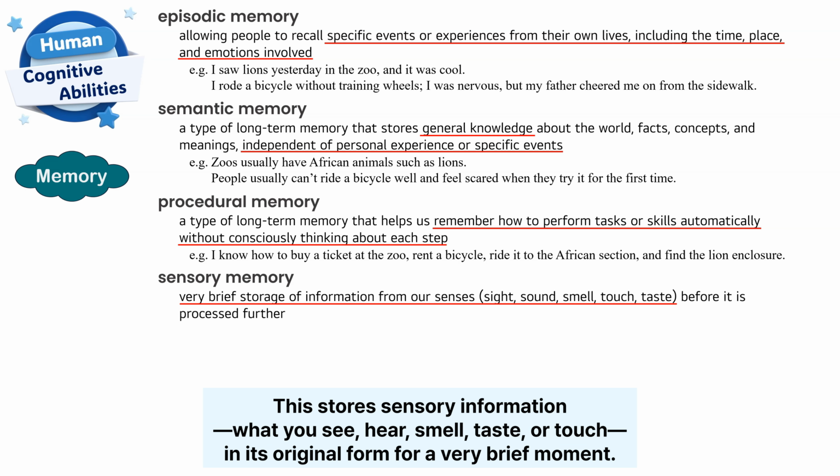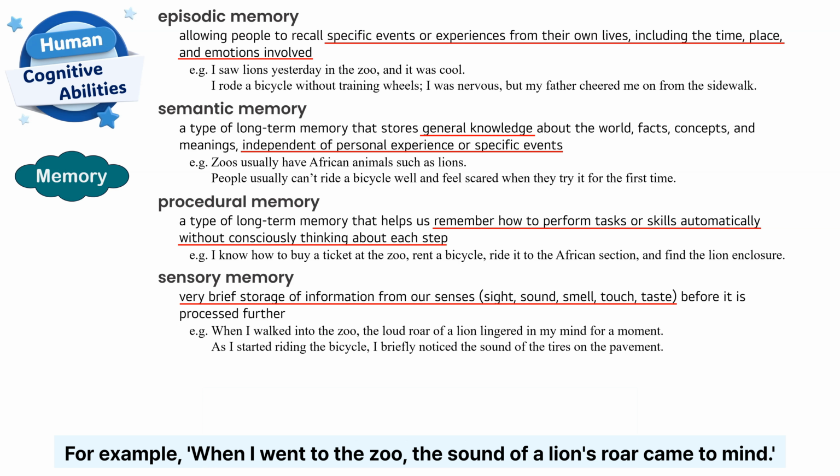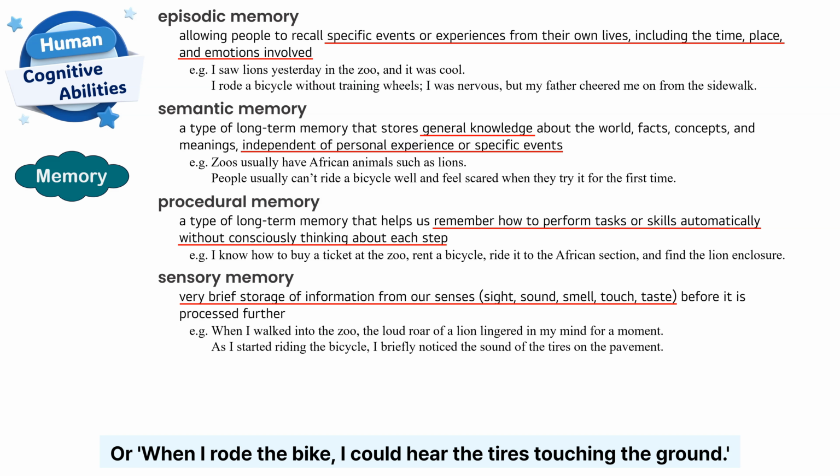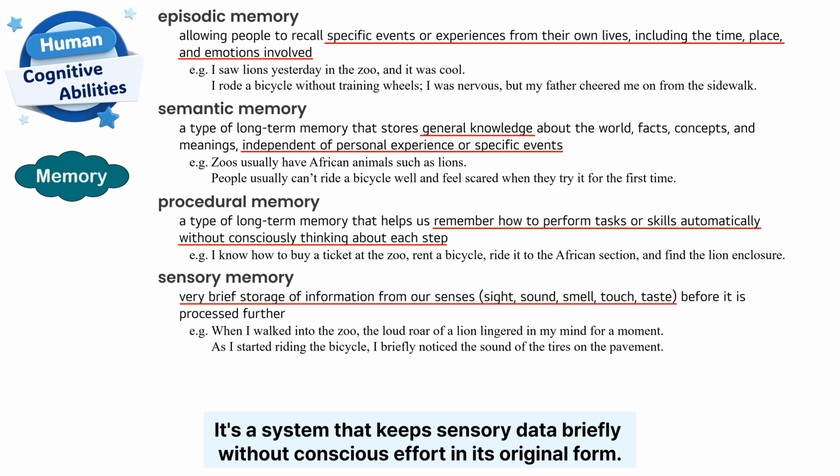Next, sensory memory. This stores sensory information, what you see, hear, smell, taste, or touch, in its original form for a very brief moment. For example, when I went to the zoo, the sound of a lion's roar came to mind. Or, when I rode the bike, I could hear the tires touching the ground. It's a system that keeps sensory data briefly, without conscious effort, in its original form.